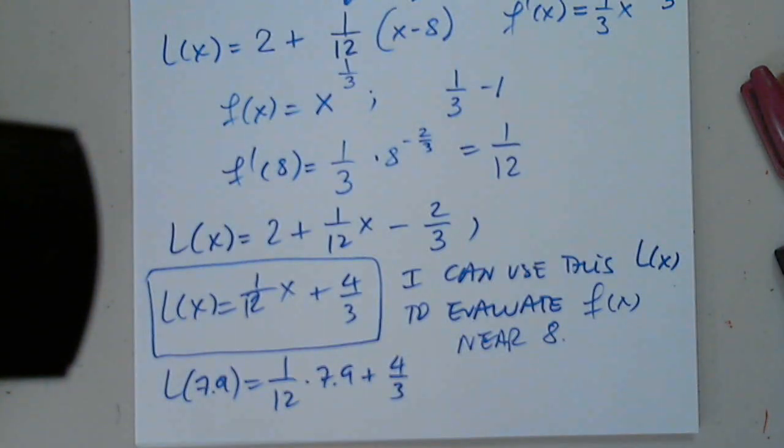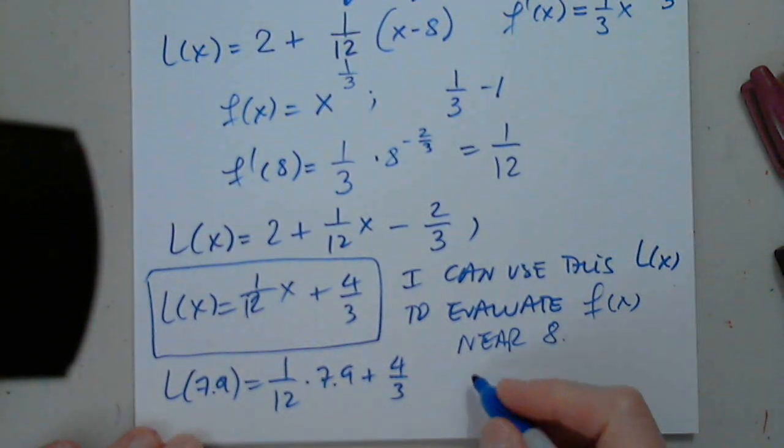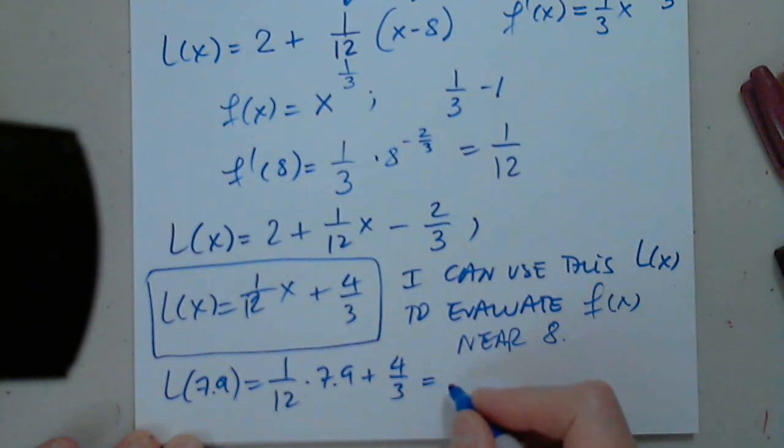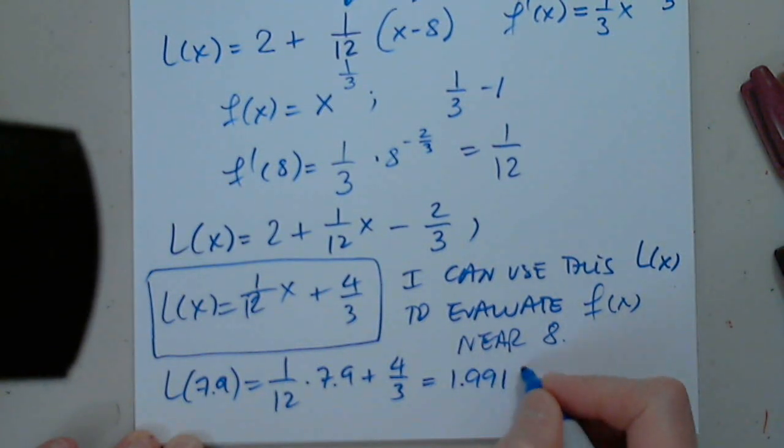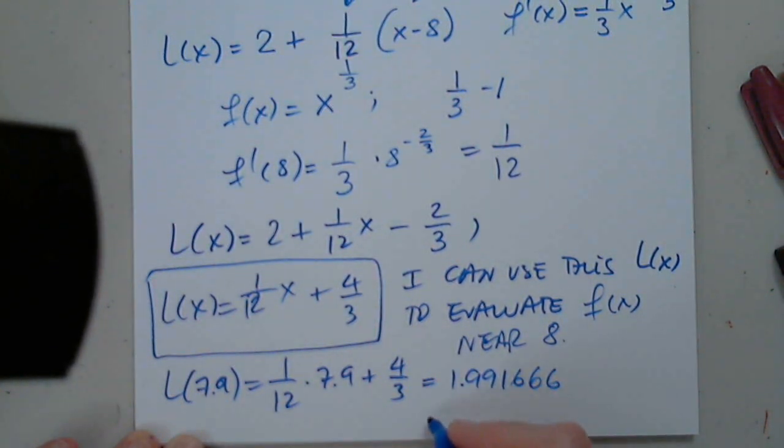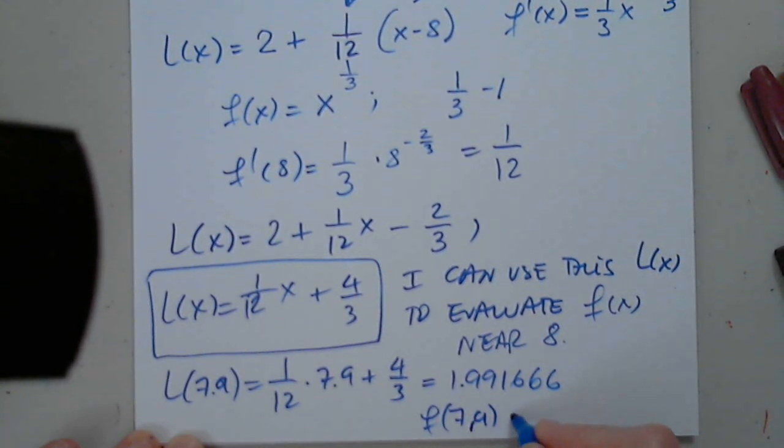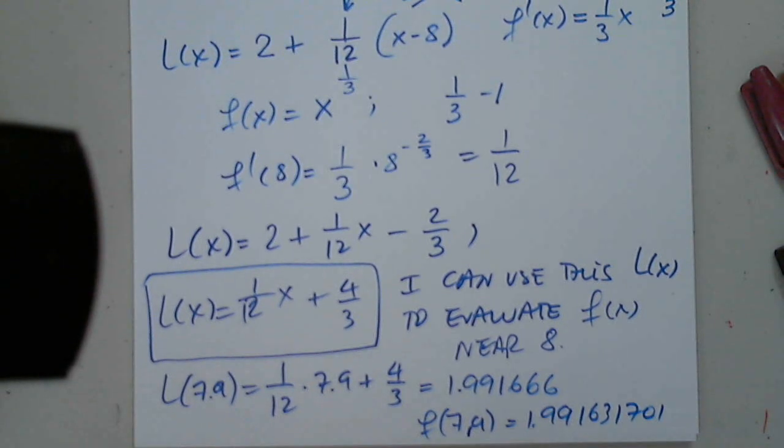So, I also wanted to copy this number for you here. What was it? So this is 1.991666, and the actual f of 7.9 is 1.991631701. So you can see how close they are. So this is the discussion about the linearization.